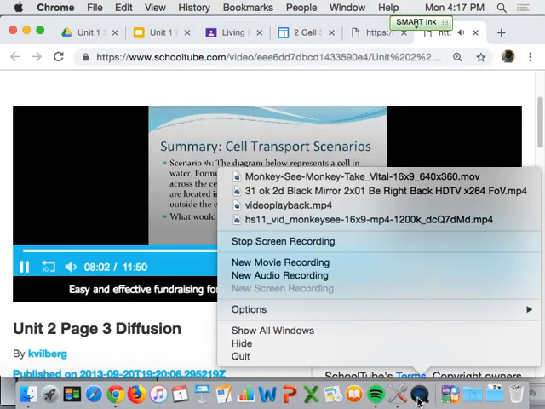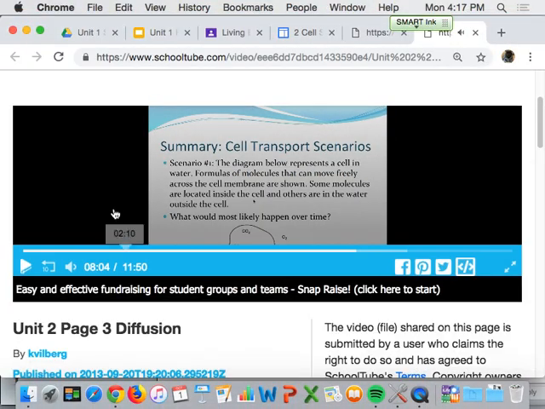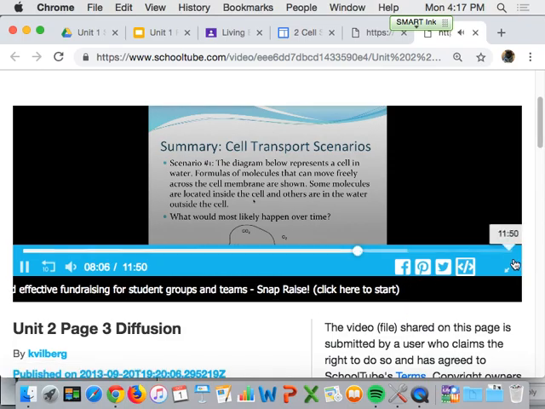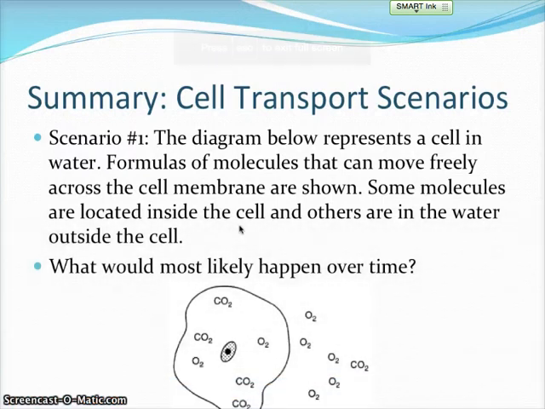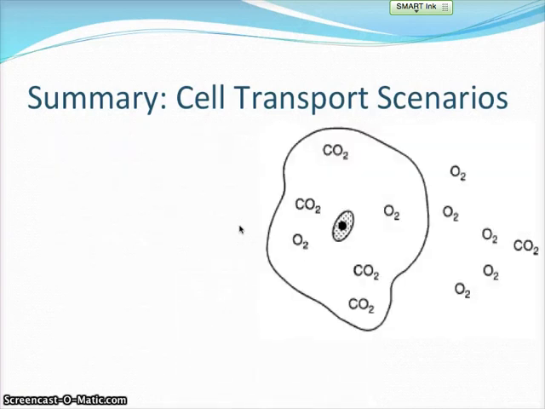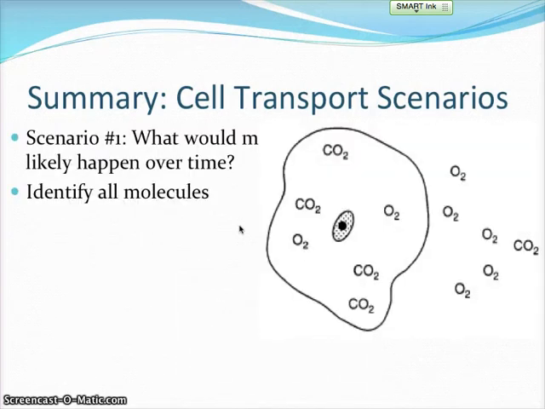So, summary, cell transport scenarios. Scenario 1, you have a picture of a cell and there's different molecules located inside and outside the cell. The question is, what would most likely happen over time? So in order to answer this question, we've got to identify all the molecules first. So how many different molecules do we have and what are their names? We've got carbon dioxide and oxygen. Carbon dioxide is represented by CO2 here, and oxygen is represented by O2 here.